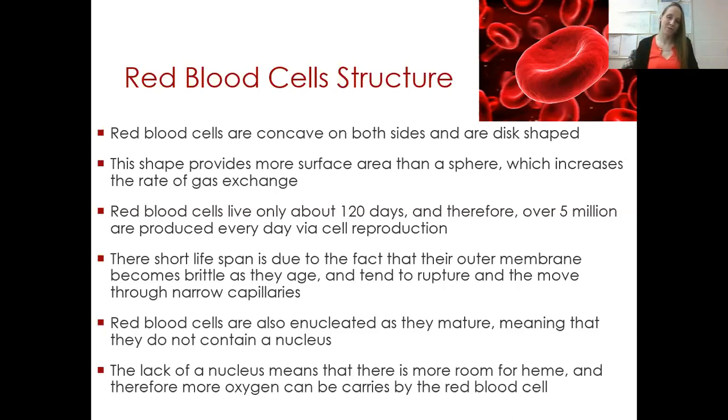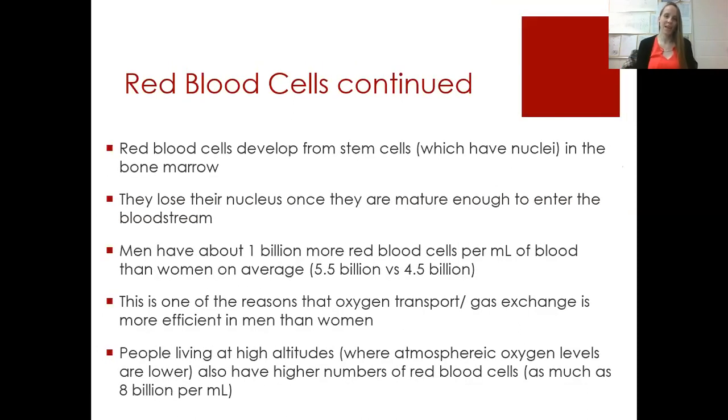Red blood cells are also enucleated as they mature, meaning that the nucleus is removed once they're ready to go out from the bone marrow into the bloodstream. And so the red blood cells floating around in your blood don't have a nucleus. By taking that nucleus out, which is a very large organelle, there's more room for hemoglobin and therefore more oxygen can be carried around. Red blood cells develop from stem cells, just like all our blood cells do. The stem cells have a nucleus, but then, like I said, they lose it once they're mature and going to leave the bone marrow.